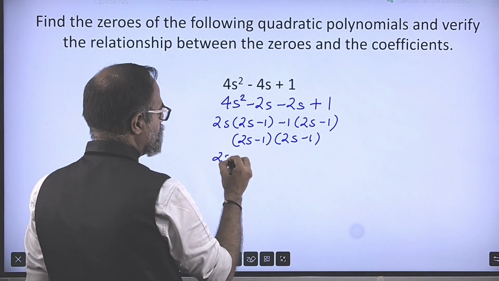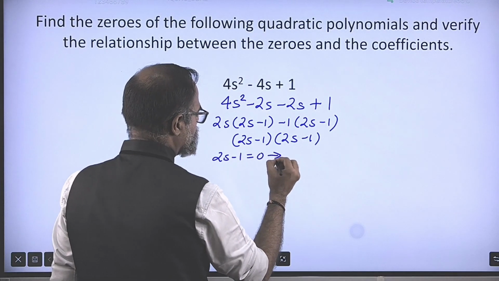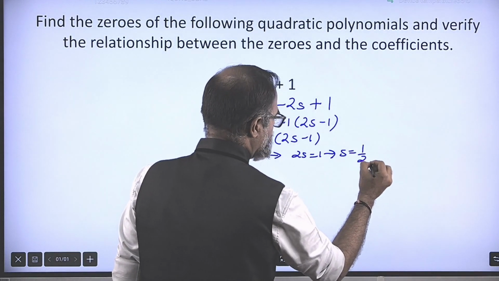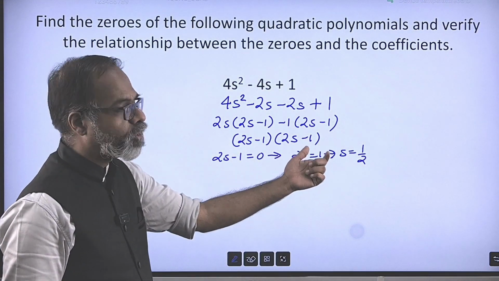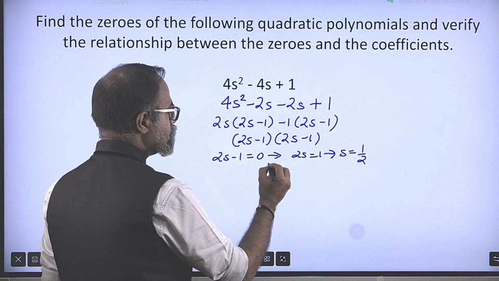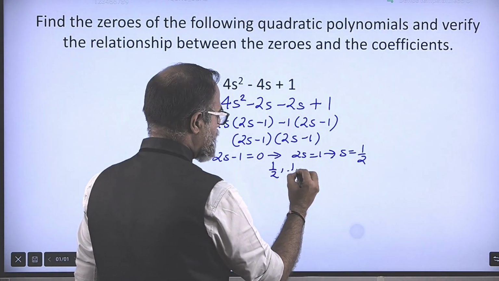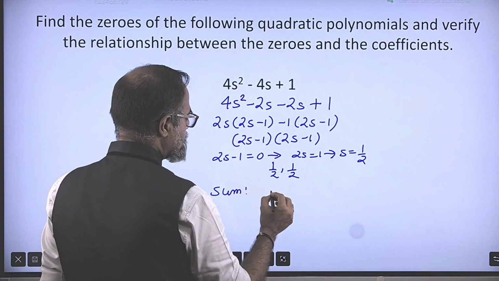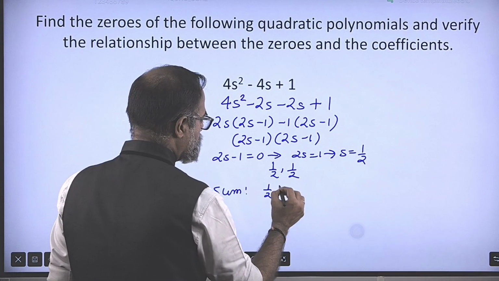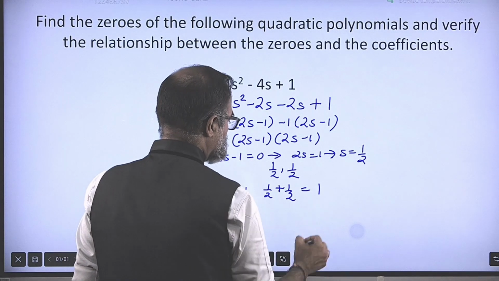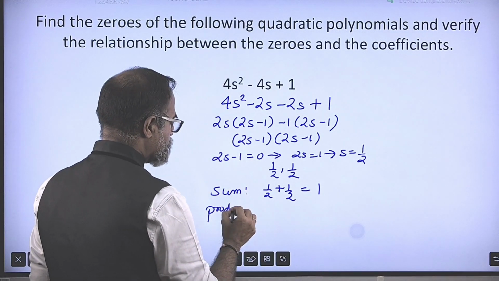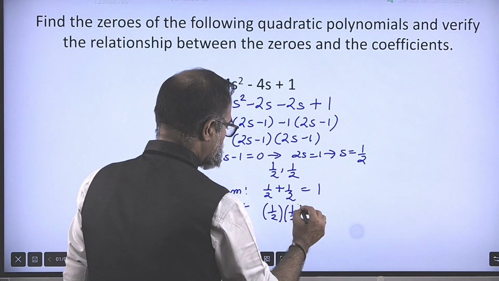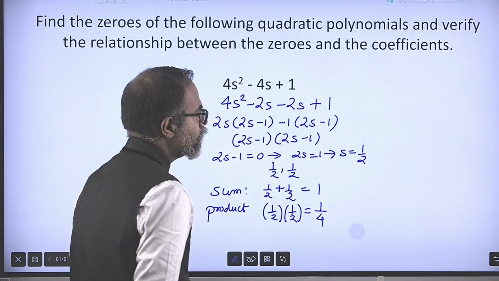So when 2s minus 1 is equal to 0, 2s is equal to 1, s is equal to 1 upon 2. So my two zeros are 1 upon 2 and 1 upon 2. The sum is 1 upon 2 plus 1 upon 2, which is equal to 1. The product is 1 upon 2 multiplied by 1 upon 2, which is 1 upon 4.